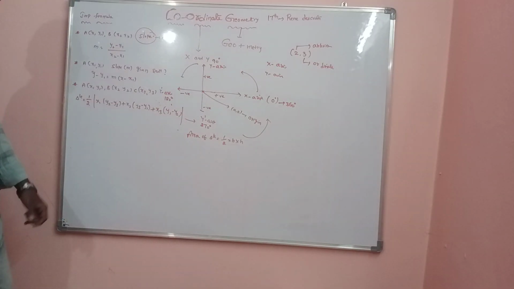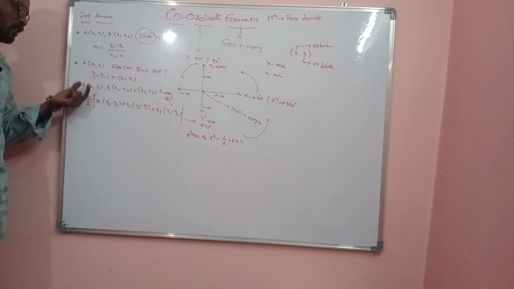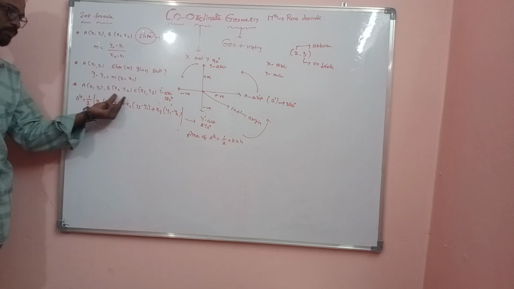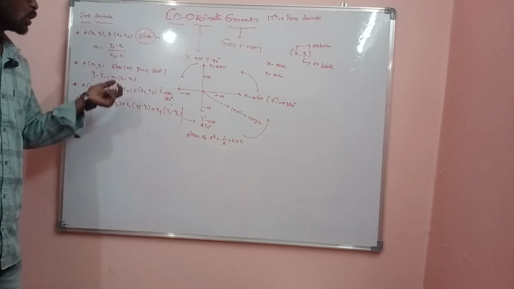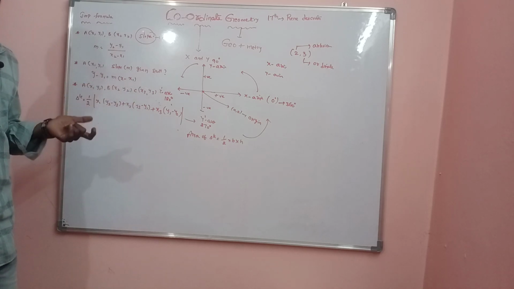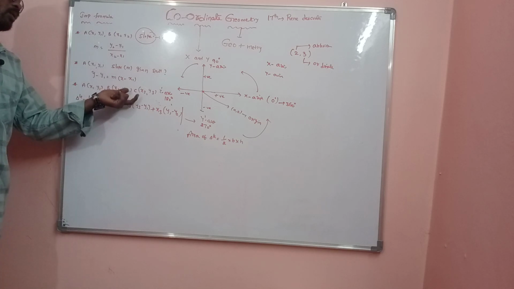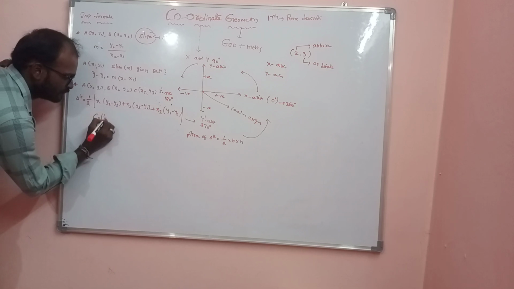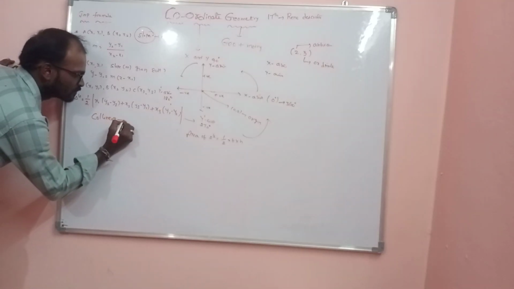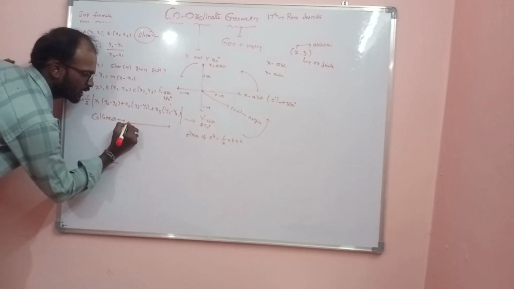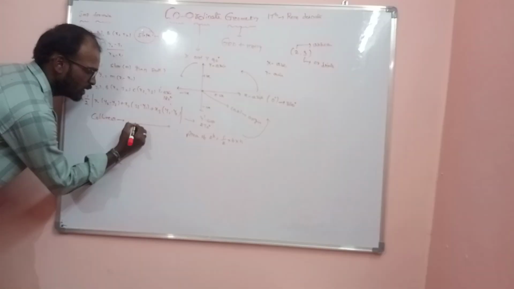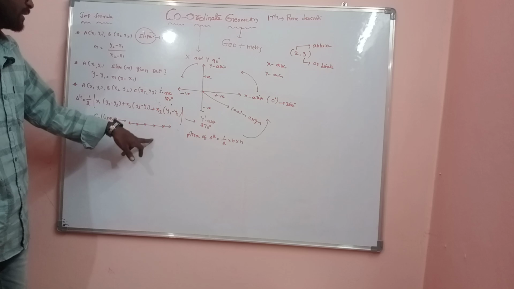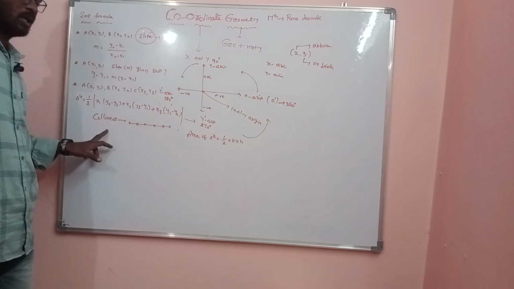Sometimes they ask about the same three points: A is (x1, y1), B is (x2, y2), C is (x3, y3). Show that the points are collinear or not. Collinear means they lie on one line. Points that lie on the same line are called collinear.